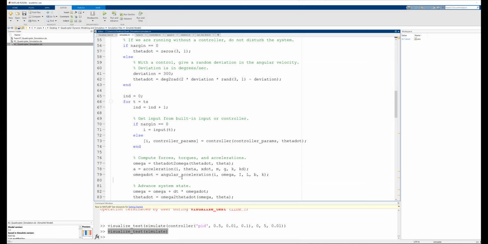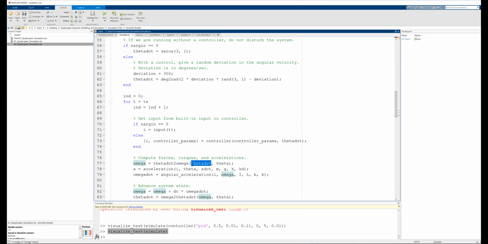The next part is I want you to see that there are these 3 important functions: theta dot to omega. Theta dot to omega will take theta dot and theta and find out the values of omega. Now, a word of caution. Theta dot is different than omegas. Omegas are the values in the body coordinate frame, the aircraft body coordinate frame.